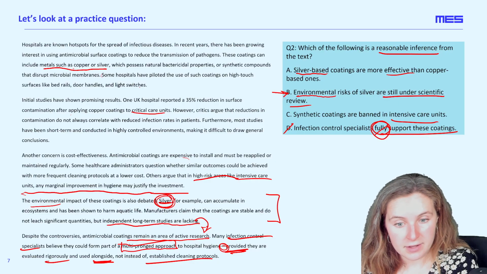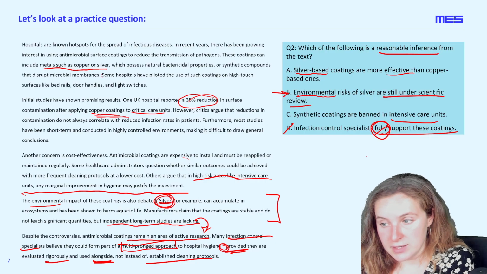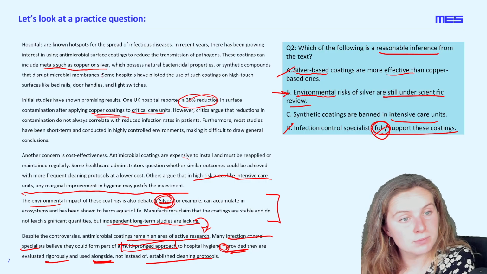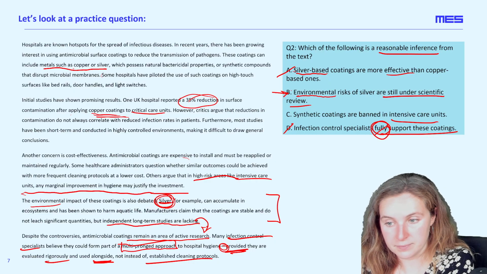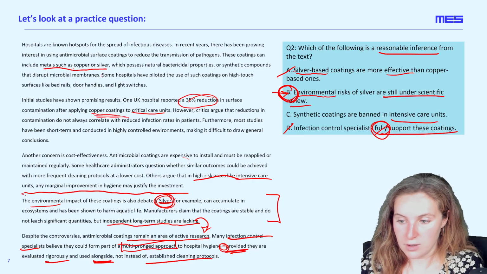These are connected together, and though they're talking about some at some points and some at other points, because we don't have any information about how silver compares to copper, then we have to say that this cannot be true. We don't have enough information for us to state this. It may be true in the real world, but we don't have enough information to say so. So we're left with B. Environmental risks of silver are still under review. And that is our answer.